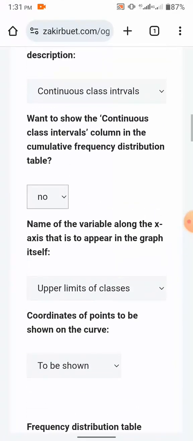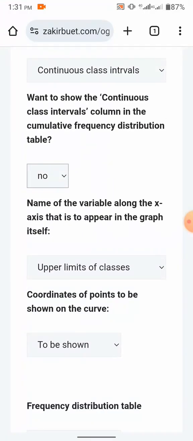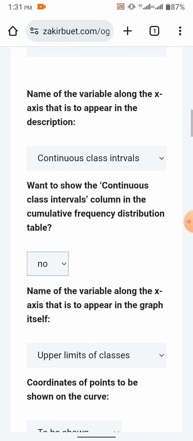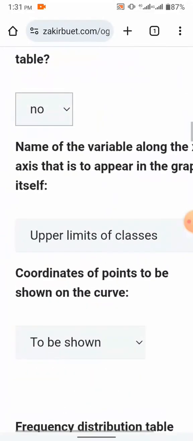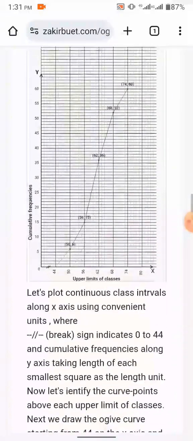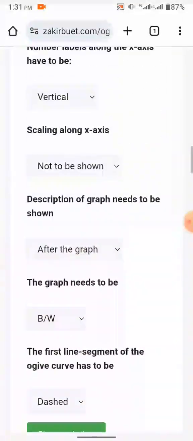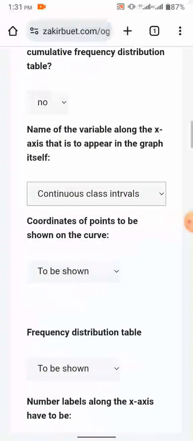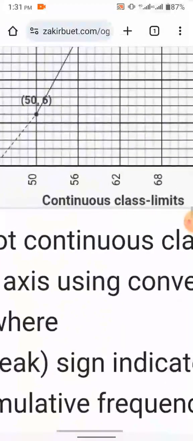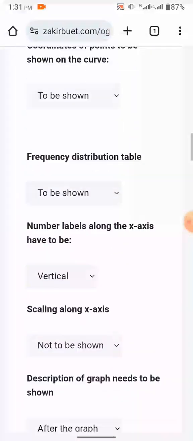Okay, let's go on. Name of the variable along the x-axis that is to appear in the graph itself. And I told you the variable name depends on you. You could choose the same name for the description and the graph, or you could choose different names. Currently it is in the graph along the x-axis. Upper limits of classes is chosen, that's why you see upper limits of classes. But if you choose continuous class intervals, which is the second choice, this one appears now. So I have kept a lot of provisions for you.